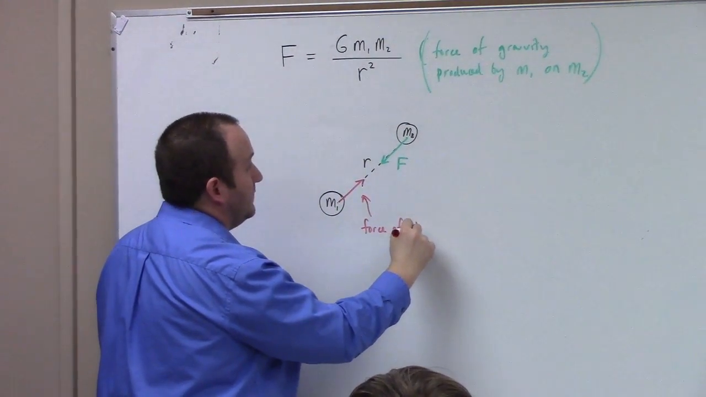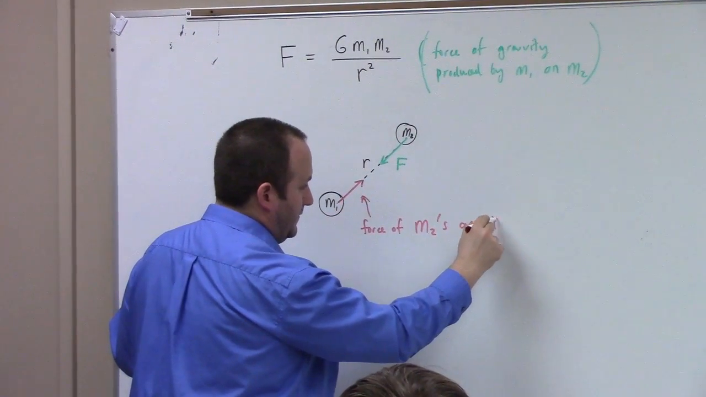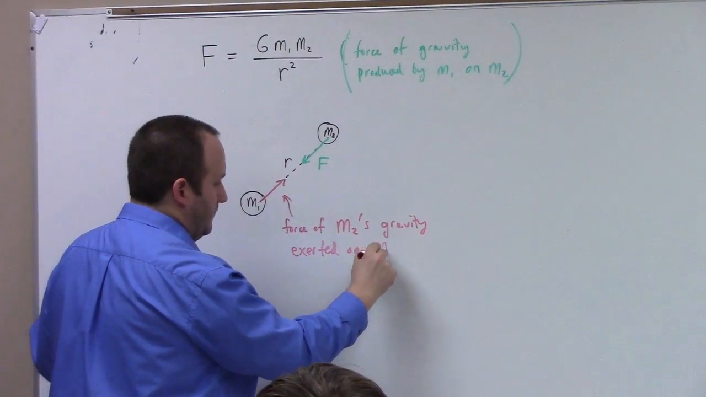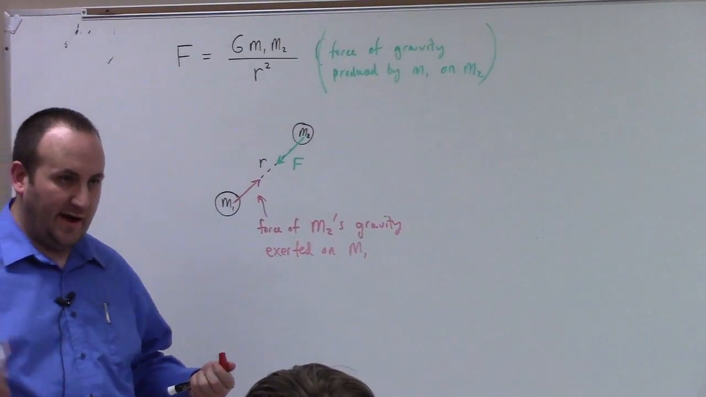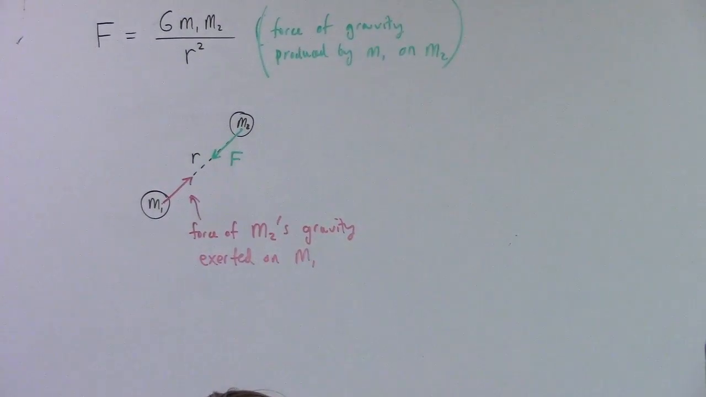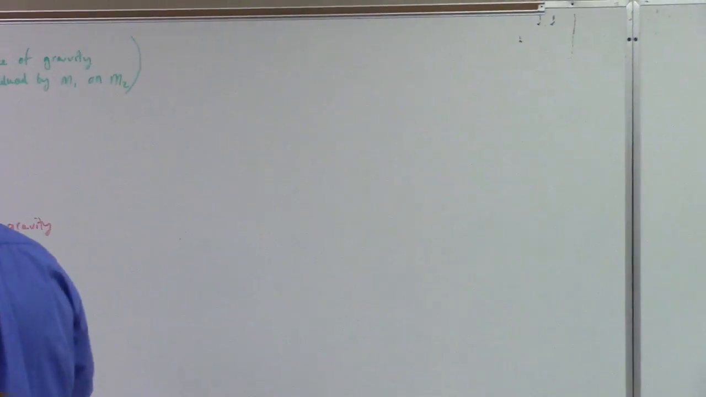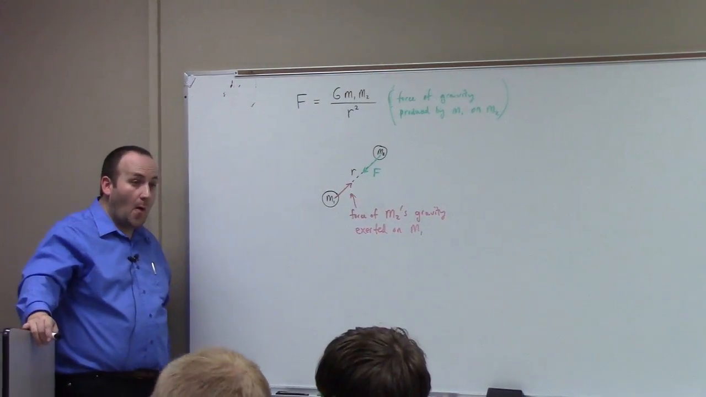Force of M2 is gravity, let's say, exerted on M1, right? Yes, the Earth is pulling me down, right? And you, but guess what? We're also pulling back on the Earth. We are exerting a gravitational attraction on the Earth as well. It's just our mass is pretty tiny, so Earth doesn't really care. Right? I mean, that's roughly speaking the case.